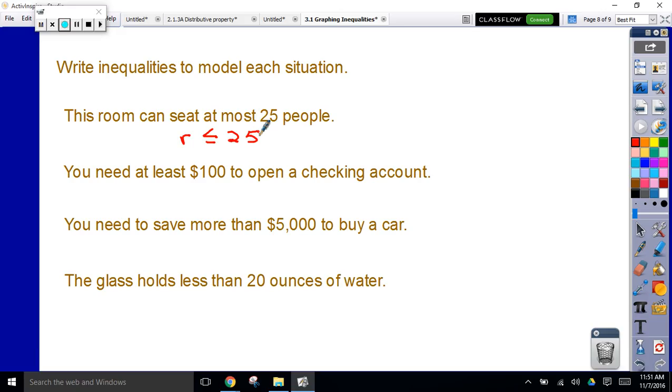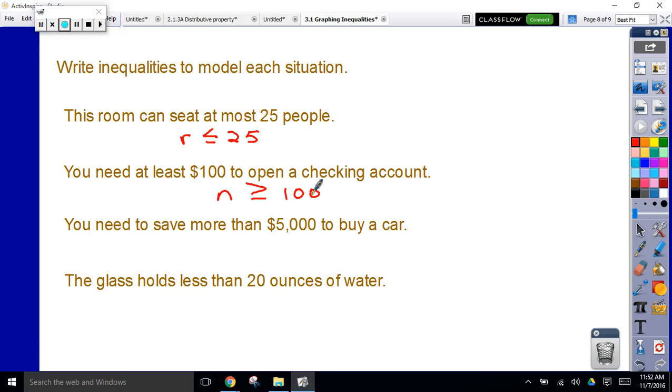I'm going to have one of you give me what you think and then we'll test it. You need at least $100 to open a checking account. Volunteer to tell me what inequality you think you would write for that. Michael? N is greater than or equal to 100. Okay, let's test that. Could you open a checking account if you had $150, Michael? Yeah. Could you open it if you had exactly 100? Yes. Could you open it if you had $80? No. So you did make the right choice there.